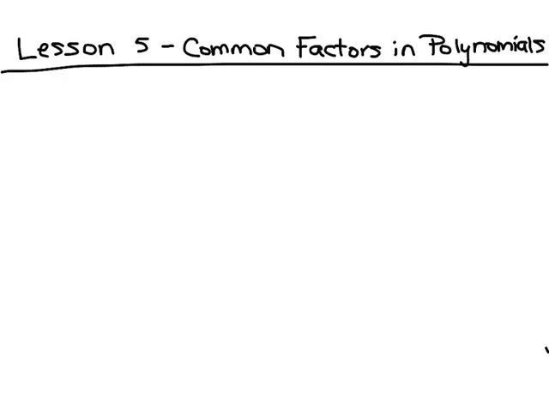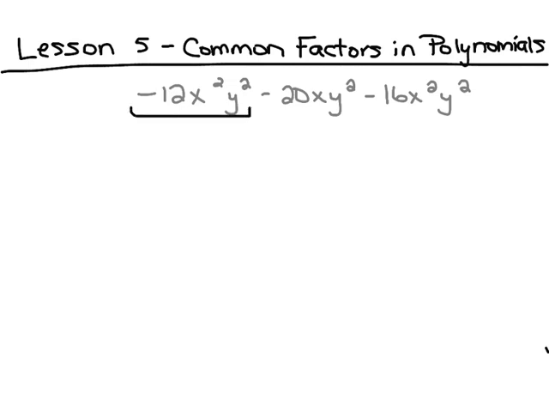Lesson 5, Common Factors in a Polynomial. So what a polynomial means is that it's made up of many terms. So in the following polynomial, this is your first term, this is your second term, and this is your third term. When you have 3 terms, it's called a trinomial. When you have 2 terms, it's called a binomial. When you have many terms, it's a polynomial.